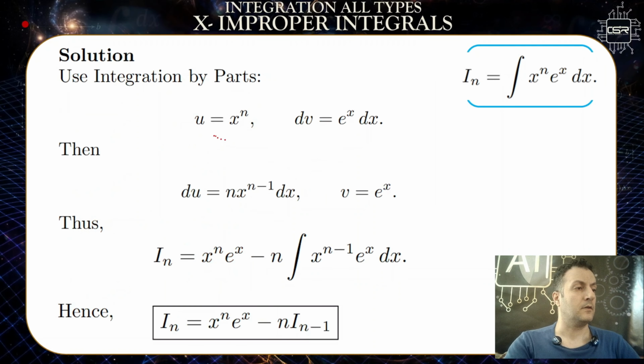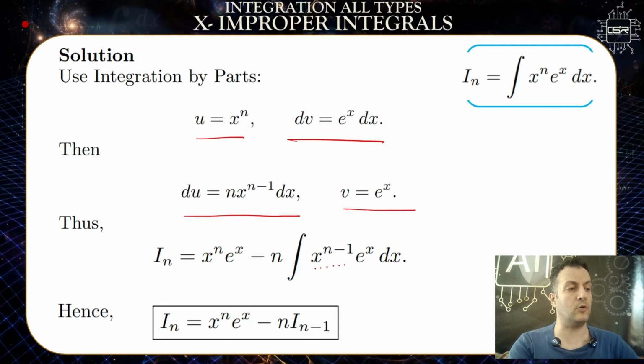Hence, u equals x^n, dv equals e^x dx, du equals n x^(n-1) dx, v equals e^x. I_n is equal to x^n e^x minus n times the integral of x^(n-1) e^x dx, which is I_(n-1).